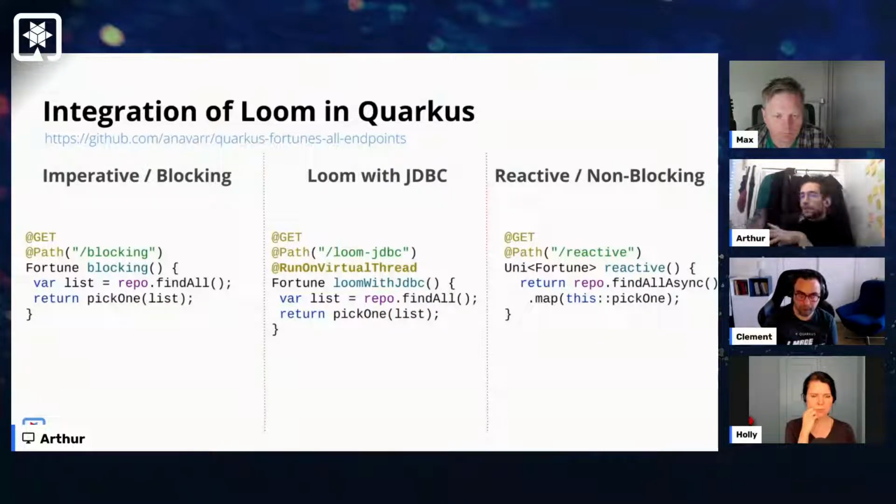Now, on the right-hand side, you have a reactive non-blocking. So what you do is that you're not going to return just a fortune. You're going to return a Uni of a fortune, which is basically a promise, a placeholder that says sometime in the future you're going to receive some data, but for now I'm just giving you a Uni. And so as you can see, the programming model is a bit different and a bit more elaborate.